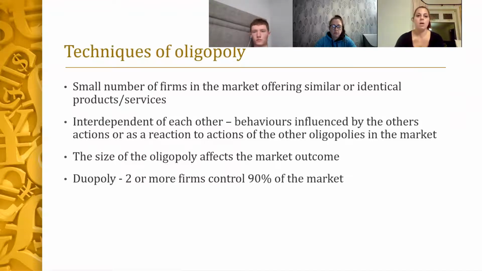The characteristics of an oligopoly are that there are a small number of firms in the market, offering similar or identical products and services. They're independent of each other, and their behaviours are influenced by each other's actions or as a reaction to someone else. So the size of the oligopoly affects the market outcome. And a duopoly is two firms that control over 90% of the market. And we can see an example of one of those later on.